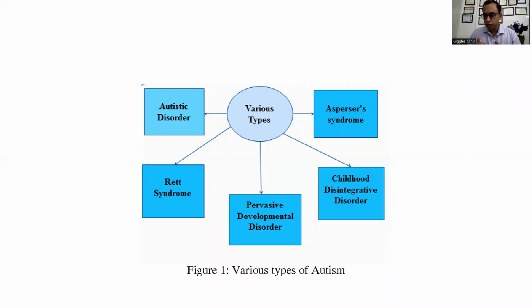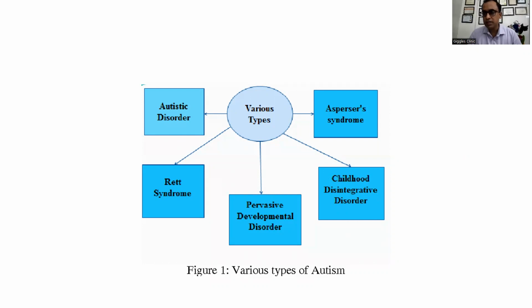If I talk in today's scenario, a child who is diagnosed with Asperger also has autism, but he's high functioning. Nowadays, we use the term high functioning autism spectrum disorder, or high functioning autism. It simply means he comes under Asperger. And Asperger is more common in males compared to females. And we have seen, yes, autism is more common in males. It is 3 to 4 times more common in males than in females.